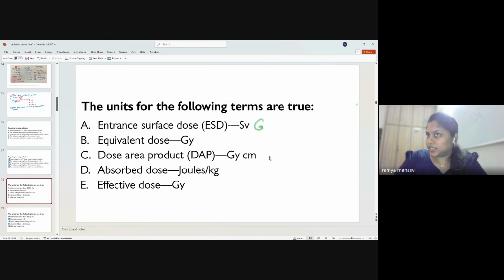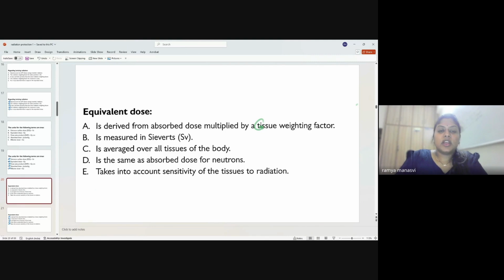Joules per kg. Yes, it is true. Effective dose is sievert. Absorbed dose is gray. Okay. Equivalent dose is derived from absorbed dose multiplied by tissue weighting factor. No, it is multiplied by radiation weighting factor. It is measured in sieverts. Yes, it is true. Is averaged over all tissues of the body. No, effective dose is averaged over all tissues of the body.